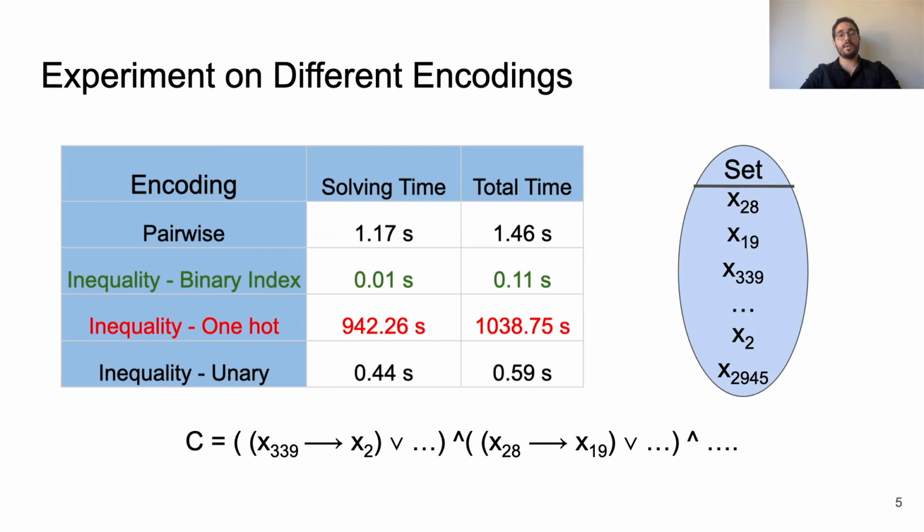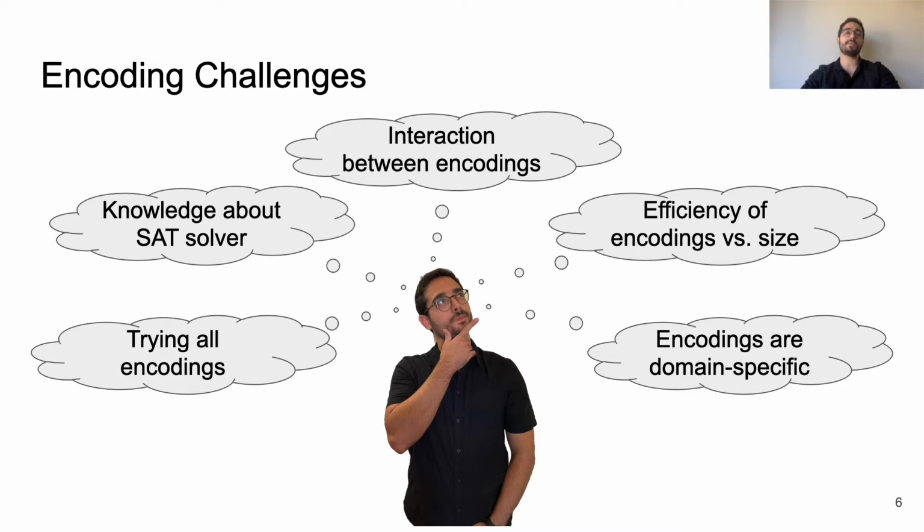We did an experiment on randomly generated total order constraints for different encodings. As you can see, the solving time for the encoding marked as green is less than a second, and for the encoding marked as red is more than 15 minutes. So the same problem with the same SAT solver, but different encodings, can yield performance results that are orders of magnitude apart. Finding a good encoding is very difficult, and the developers of constraint-based tools can face different challenges.